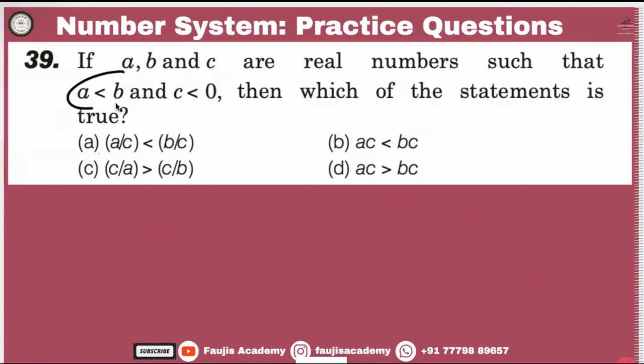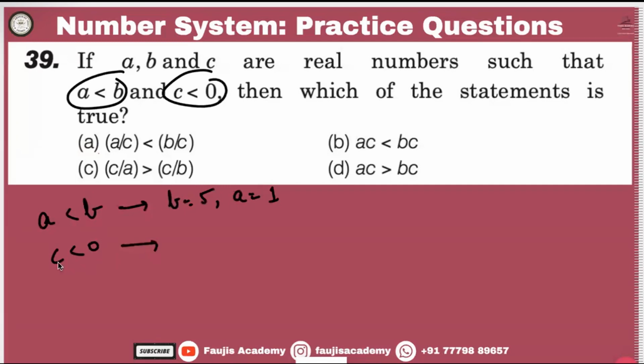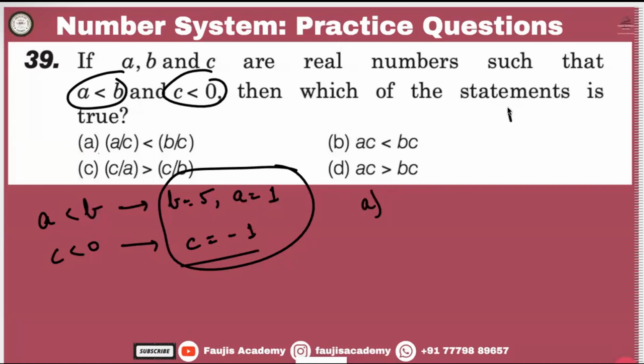Tell me. For every such question, write down A is less than B, C is less than 0. Assume some numbers. Let us say B is equal to 5 and A is equal to 1. Let's imagine it like that. And C is less than 0. Let us say C is equal to -1. Can we work this out with these values, guys? Yes, sir. Option B. Okay, option B, we'll evaluate that.